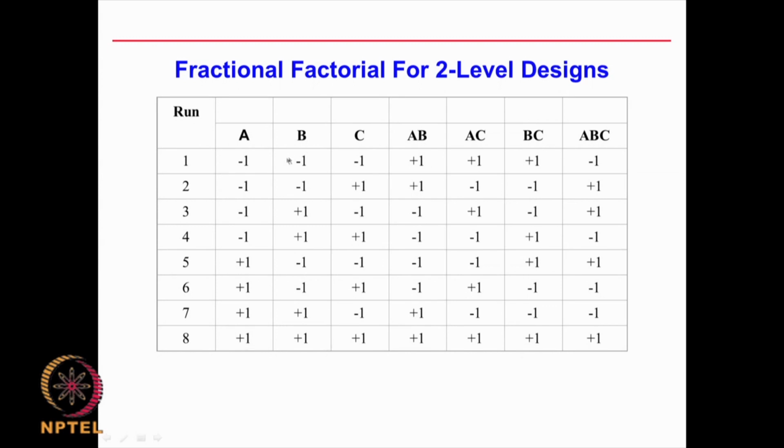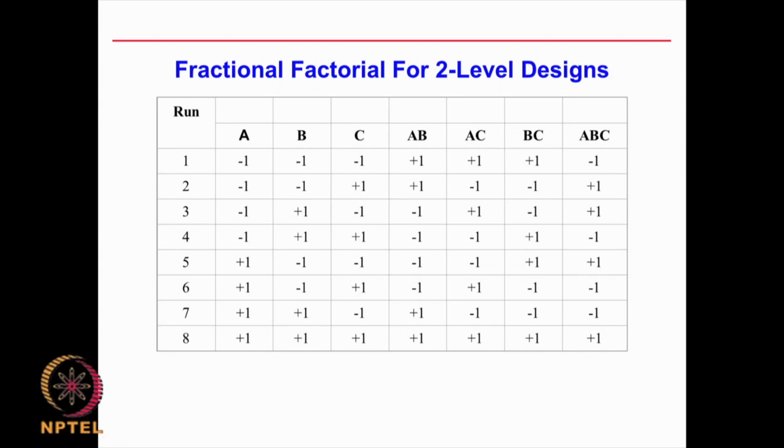How do we get AB? This times this: minus minus plus, minus minus plus, minus plus minus, minus plus minus, plus minus minus, plus minus minus, plus plus plus plus plus plus. So, look at here, you need to always cross check whether the balance is there, number of negatives equal to number of positives, and then orthogonality, the interactions also, there are 4 positives, 4 negatives, 4 positives, 4 negatives, like that. Okay, now I want to go into a fractional factorial design.